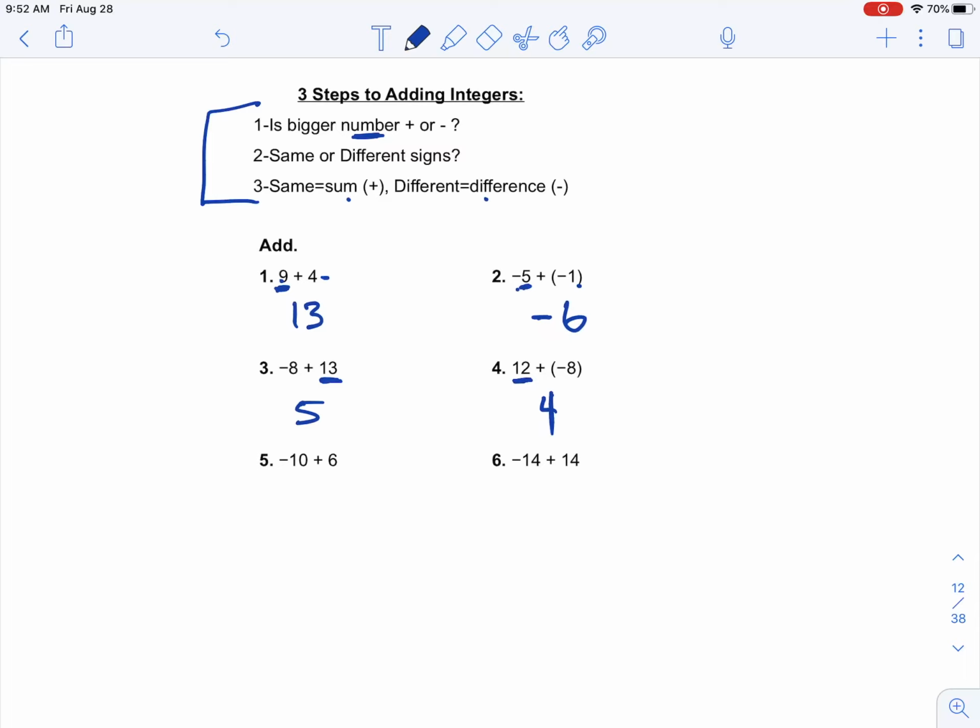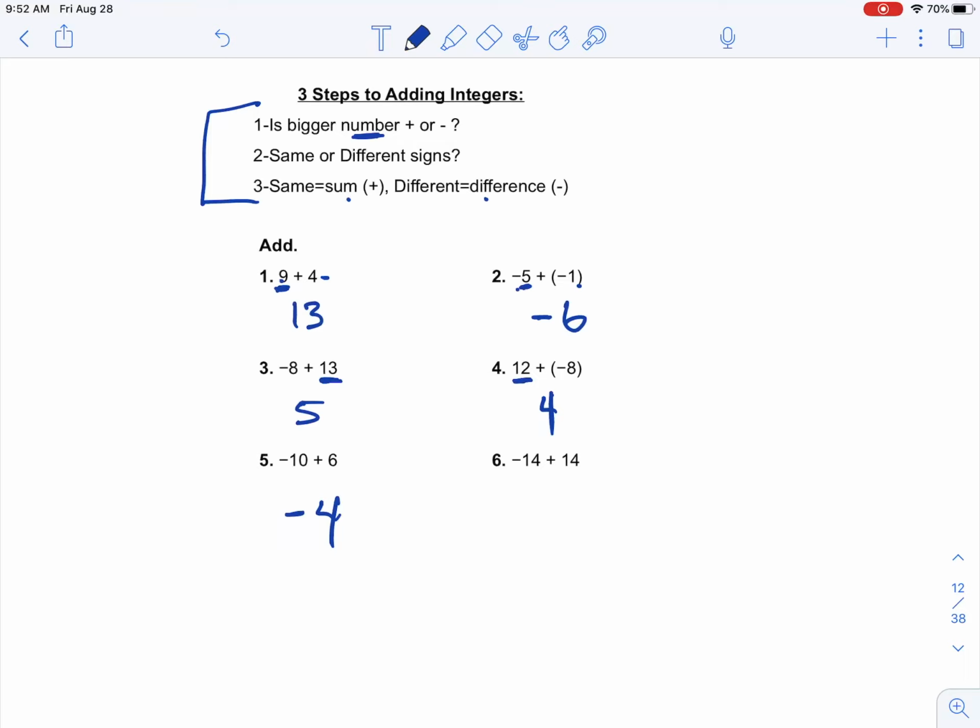Number 5, is the bigger number positive or negative? Okay, the bigger number is negative, so I know that my answer is going to be negative. Do they have same or different signs? Well, the 10 is negative, the 6 is positive, so therefore they have different signs. So we're going to find the difference of 10 and 6, which makes 4. And again, I knew it was negative because my bigger number was negative.